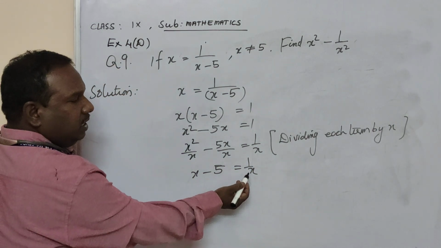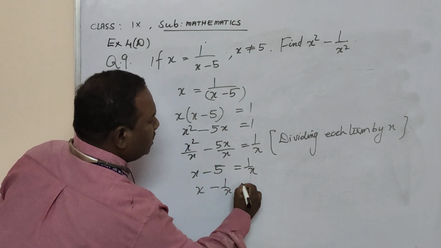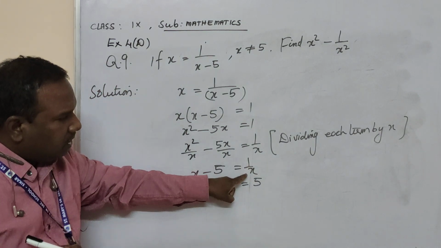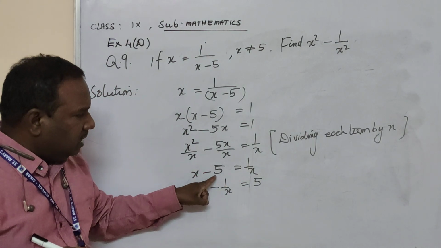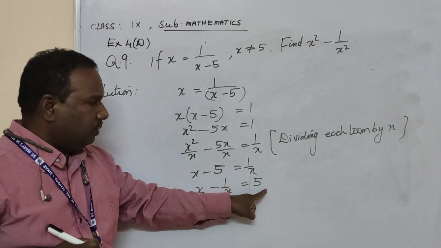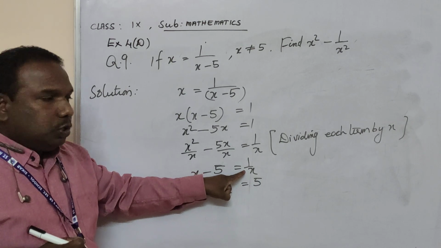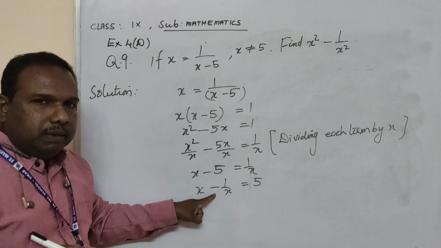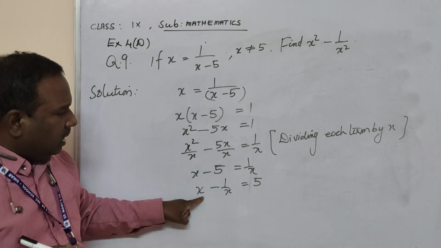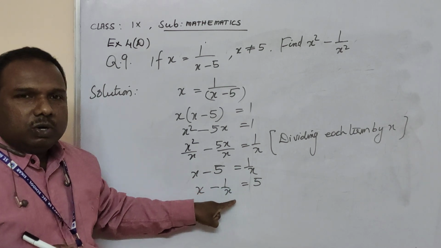Now let's bring this 1 by x to LHS. We get x minus 1 by x is equal to plus 5. Look at the board. We bring this 1 by x to LHS and we take this minus 5 to RHS. It becomes positive. And this plus 1 by x, when it is brought to LHS, it becomes negative 1 by x. So we are getting here the value x minus 1 by x is equal to 5. This is not our answer.